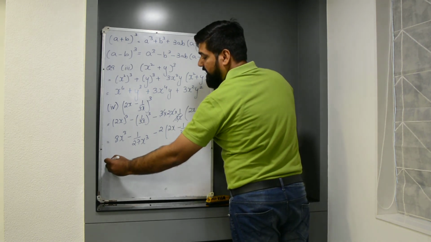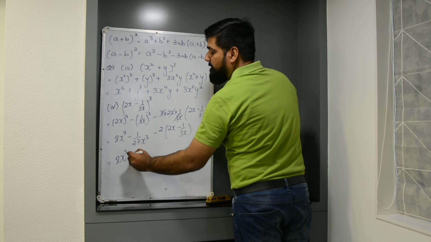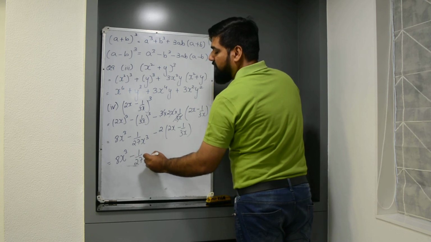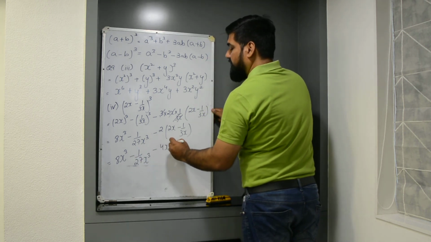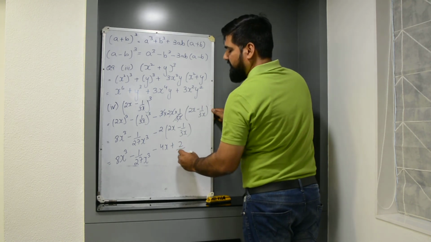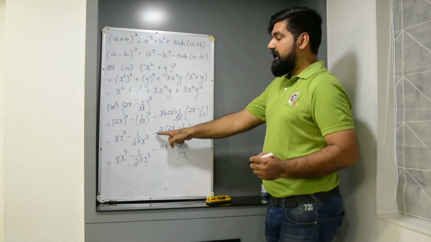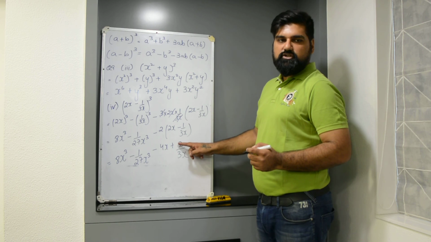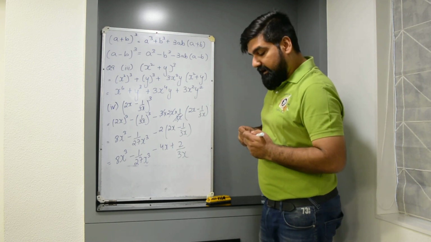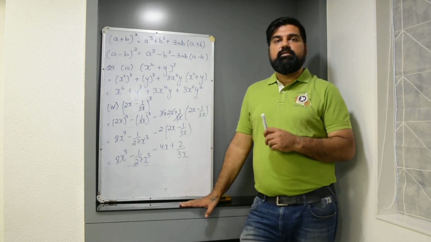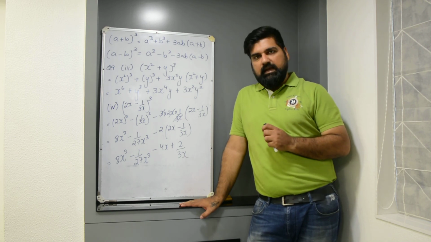I'll open this bracket again. So this is 8x^3 - 1/27x^3 - 4x + 2/3x. So you look over here, minus minus gets plus and the sign got changed, 2/3x. So that's my final answer. So with this I complete exercise 3A.